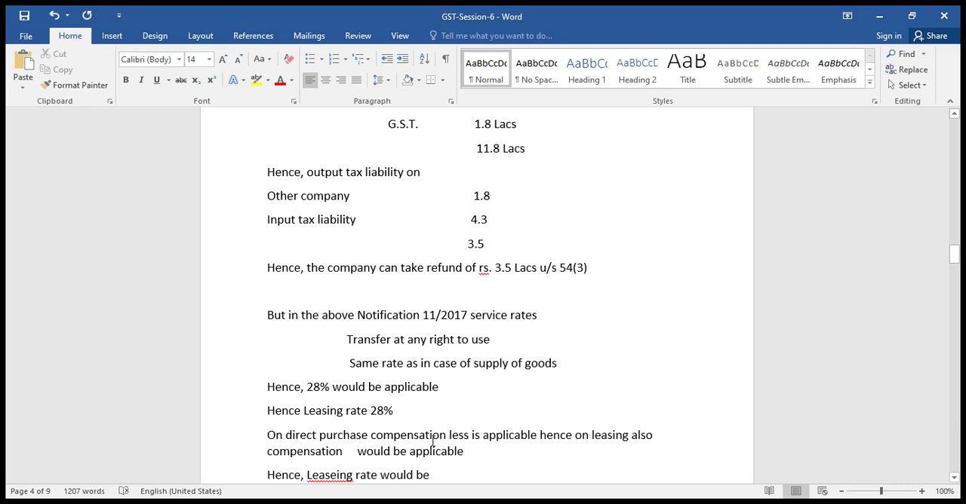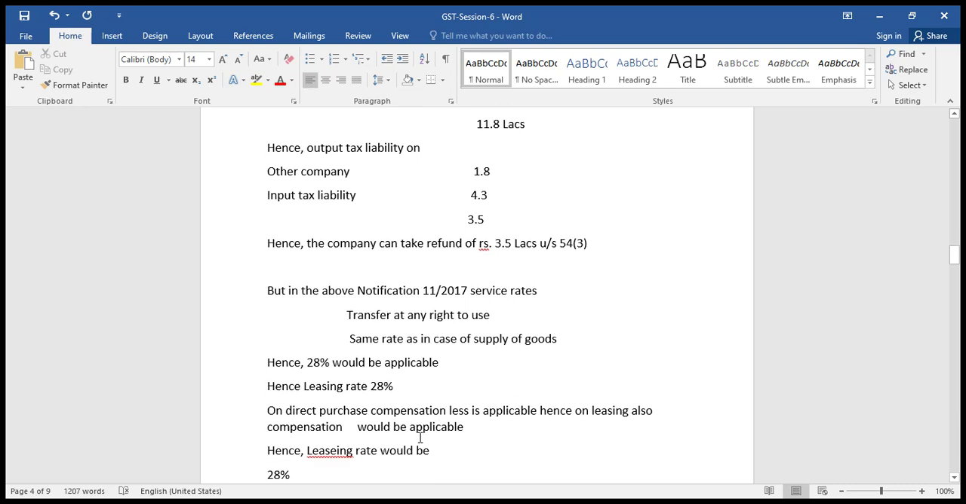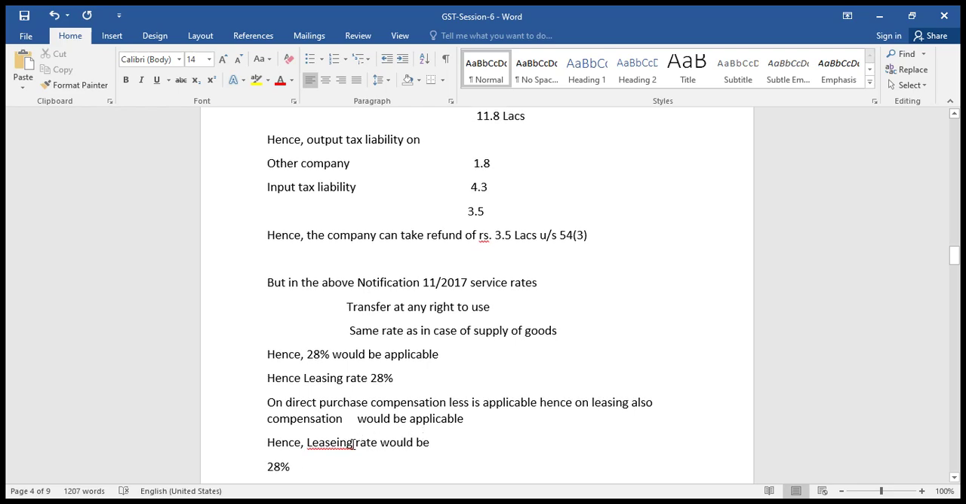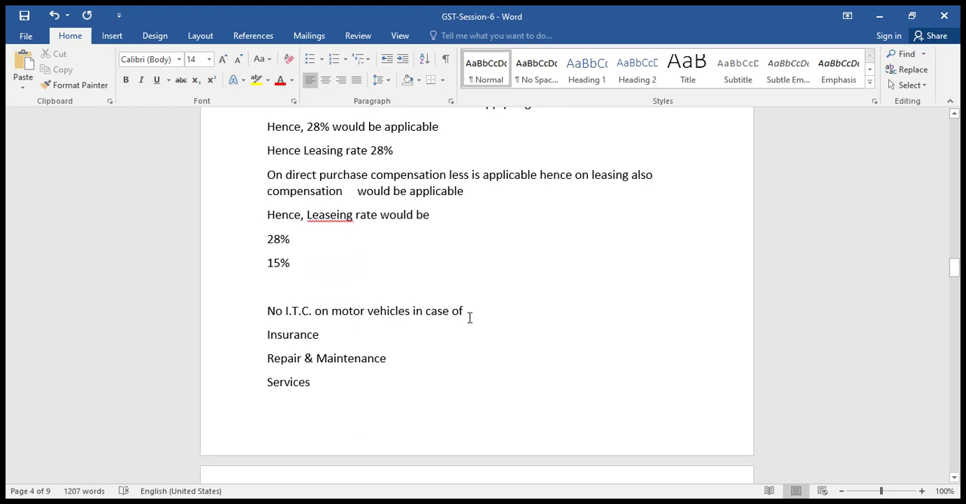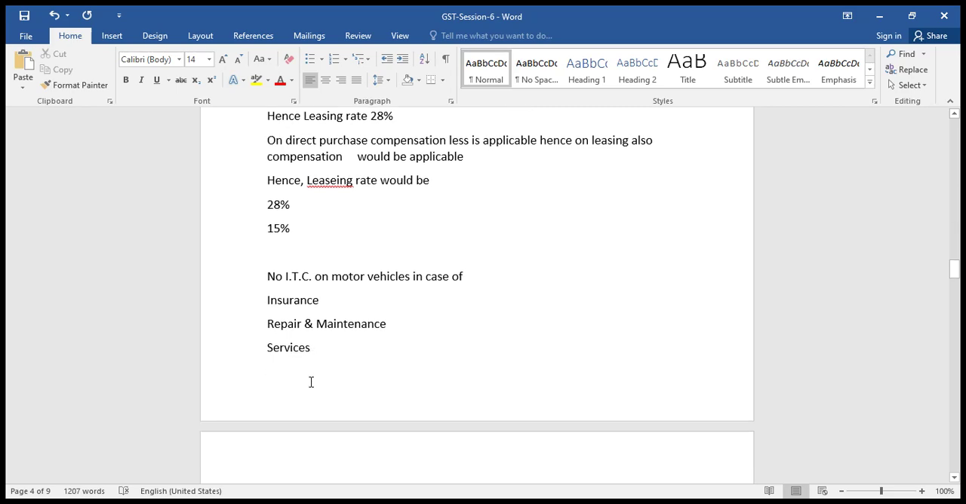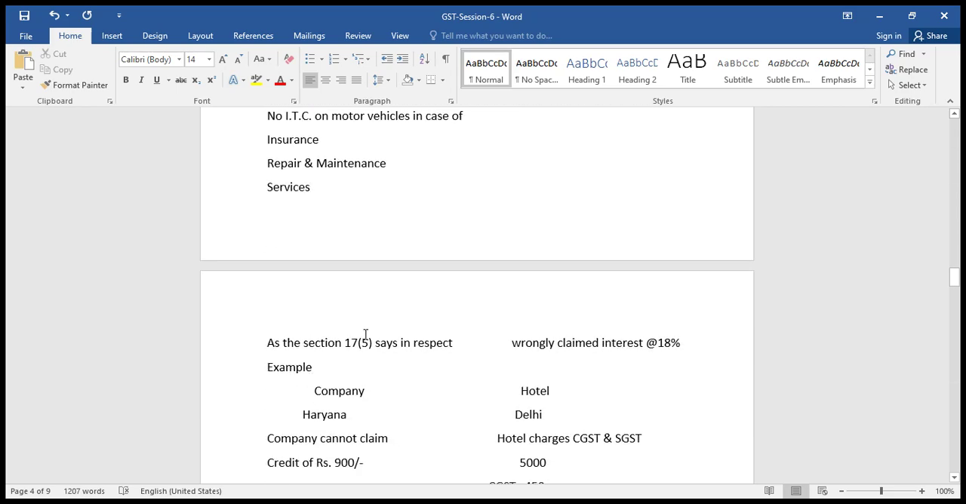On direct purchase, the rate which is applicable, the same rate would be applicable on leasing. Hence, leasing rate would be 28%. No ITC on motor vehicles in case of insurance, repair and maintenance and services, as per Section 17(5). If wrongly claimed, interest at the rate of 18%.